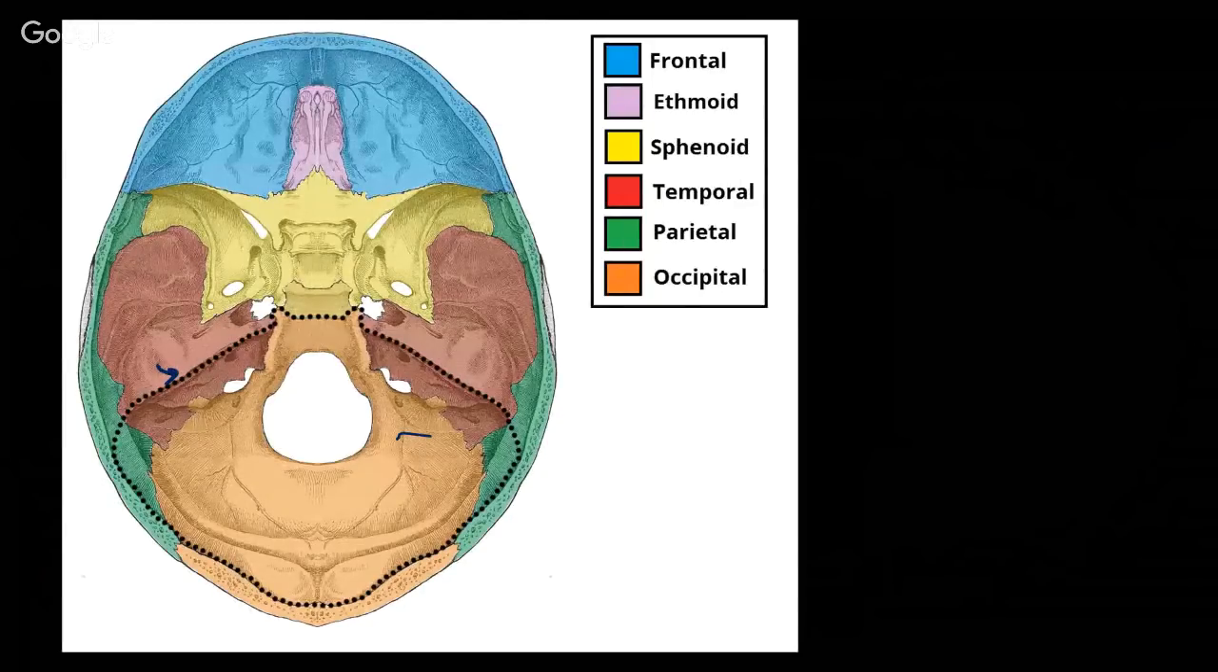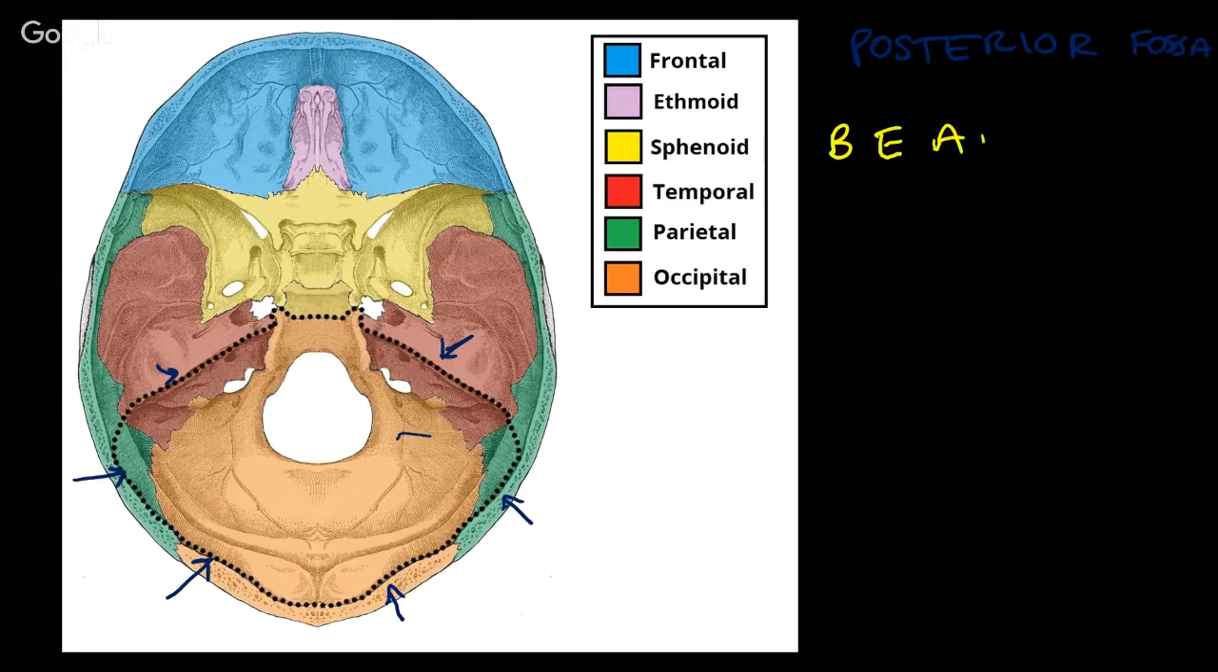So what is this section of the skull called? Yes, posterior fossa is what I was trying to get at. So this is the posterior fossa, and I'm going to be talking about posterior fossa tumors. Now in children, there are four common posterior fossa tumors, and you can remember them by the mnemonic BEAM.